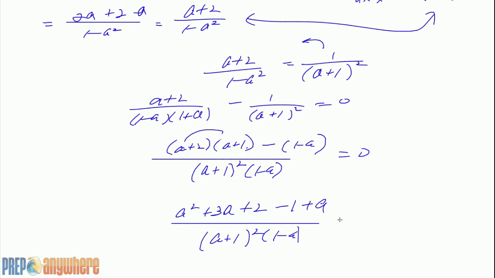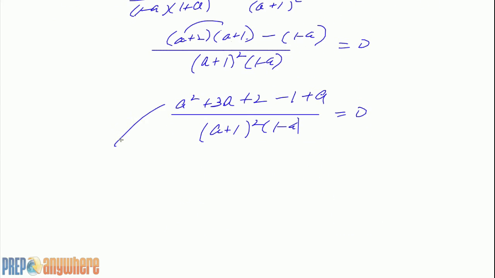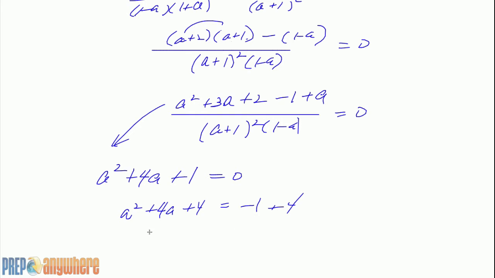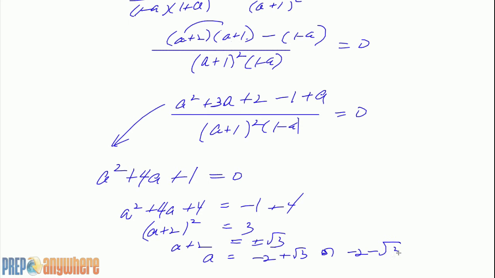To solve for this, we just have to be concerned with what value of a will make the numerator 0. So the numerator simplifies to a squared plus 4a plus 1. Let's complete the square, or you can use the quadratic formula. I'm going to complete the square here. So I'm going to bring this 1 over to the other side and add 4 to both sides. So a plus 2 is plus or minus root 3. So a has two values: minus 2 plus root 3, or minus 2 minus root 3.